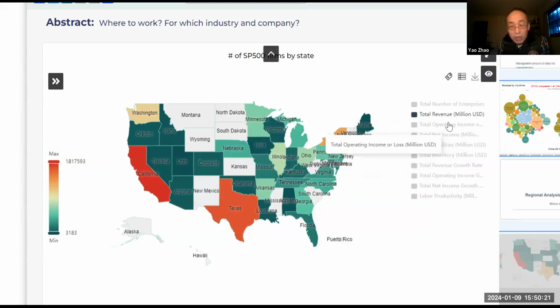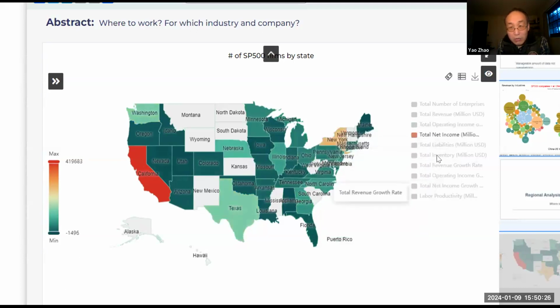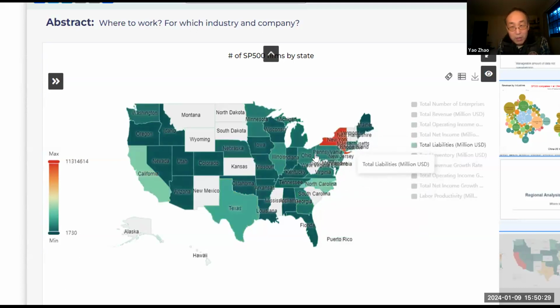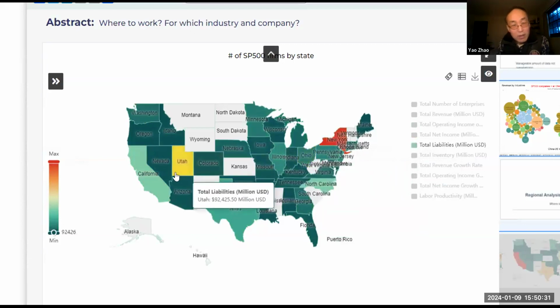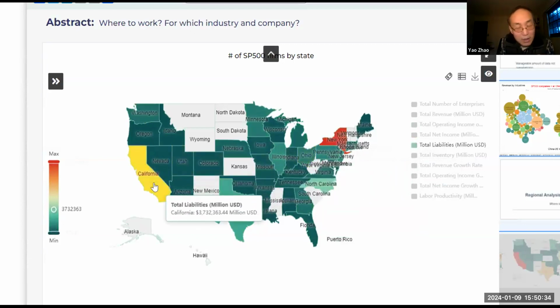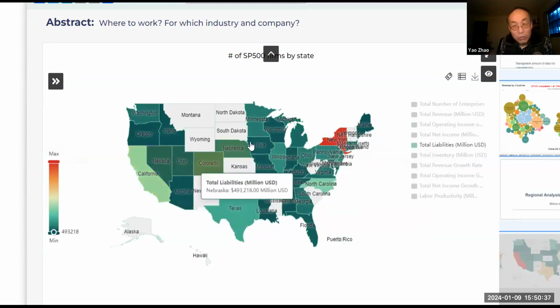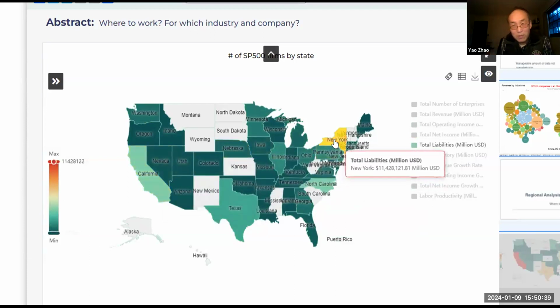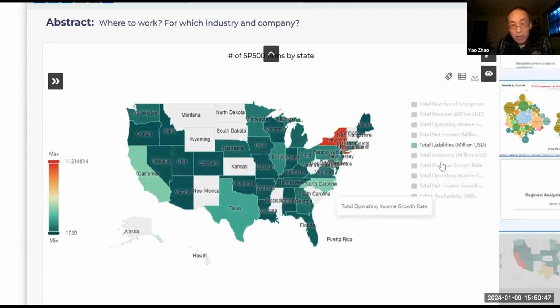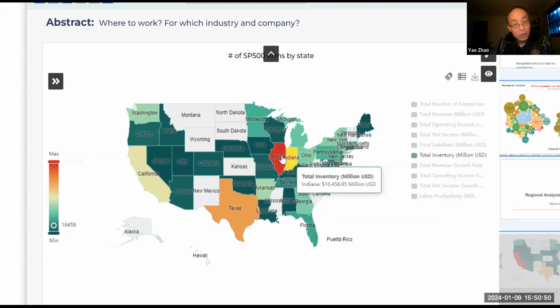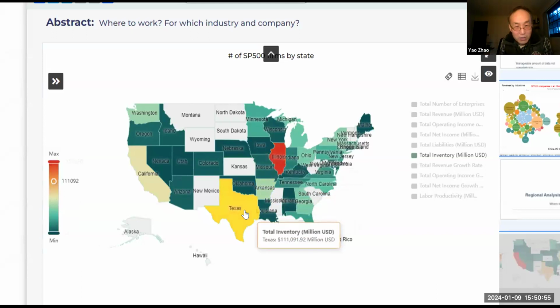Of course, you can look at different measures. Here is revenue, here is operating income, here is net income. Let's look at their liabilities. Now, the liability picture is very different. The leading state is now New York, because New York has a lot of financial companies. They have a huge amount of liabilities. Although it doesn't have the highest revenue, it has the highest liabilities. If you look at inventories, that would be Illinois, because Illinois has a lot of heavy industries, followed by Texas oil companies, and so on.